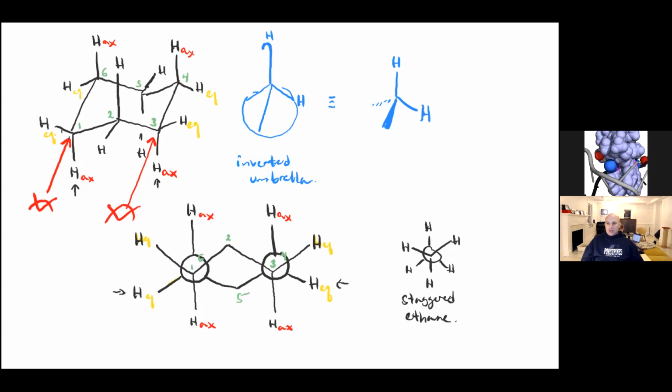You get to the same type of double-barreled Newman projection. Everything in the chair of cyclohexane is perfectly staggered. Okay, and that is why there's zero strain energy.